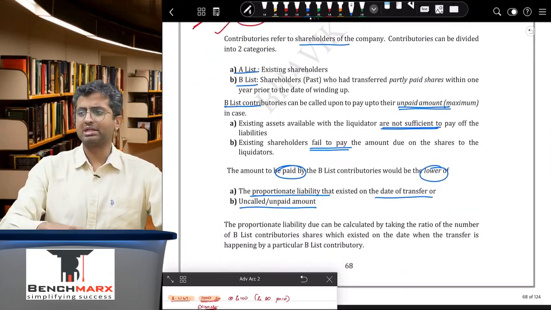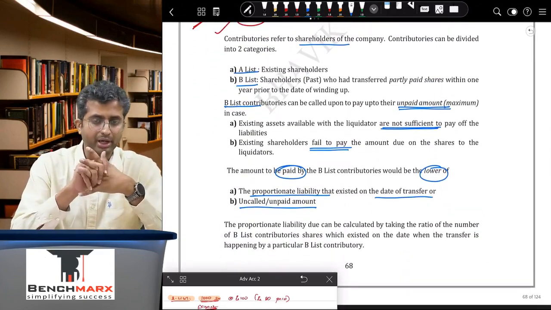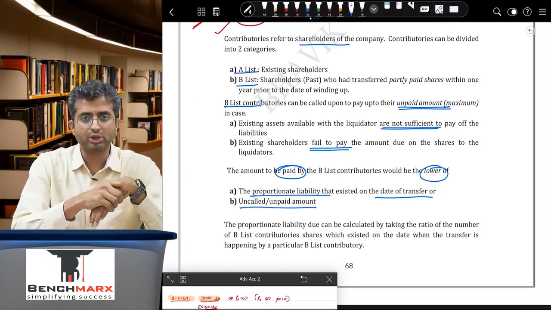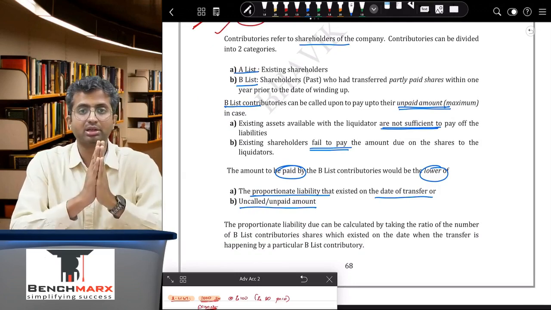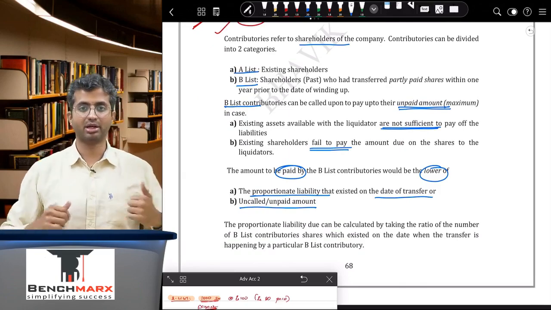Okay, so I guess that takes care of liquidation. I hope these 3 parts that you have are fairly clear. Thank you very much for your time, and all the best.